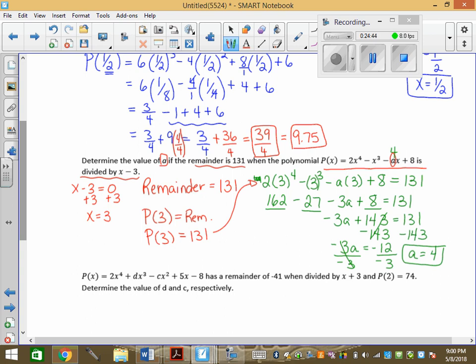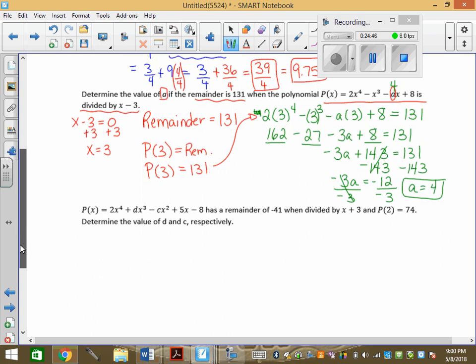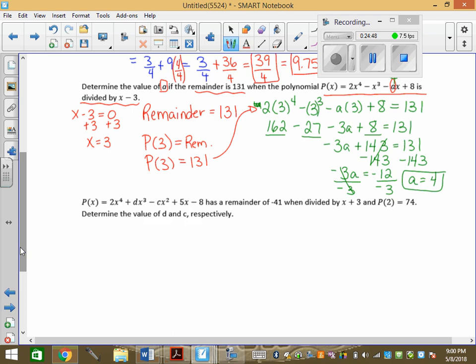This next one was the big long one that we did. Instead of missing one variable, so we did remainder theorem once, if we're missing 2 variables, we have to do remainder theorem twice. We're missing a d and a c. So 2x to the 4 plus dx cubed minus cx squared plus 5x minus 8. The remainder is negative 41 when divided by x plus 3.